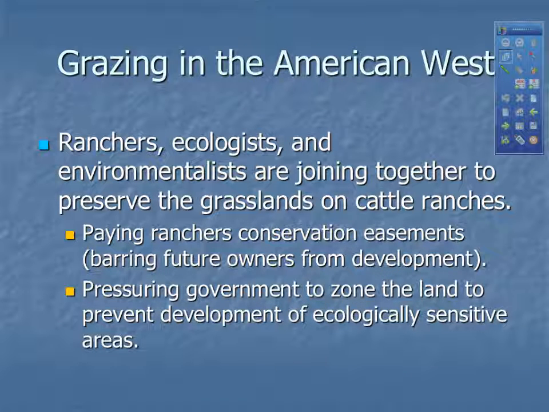Okay, so grasslands for cattle ranches in the Midwest are very popular right now. They are trying to be preserved. So ranchers are trying to make their living. They obviously have to sell enough cattle to survive. So they're being paid by governments, stuff like that. They're being paid easements, so that will keep future owners from developing that area. And then putting pressure on the government to allow that area, or to mandate that area be protected.